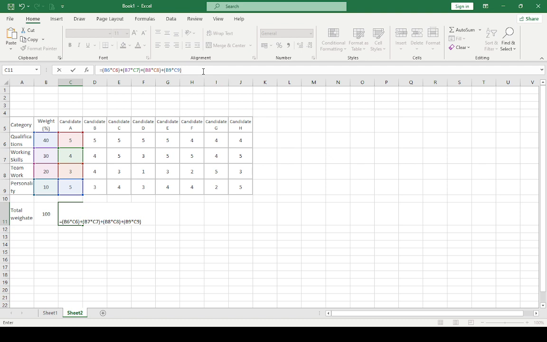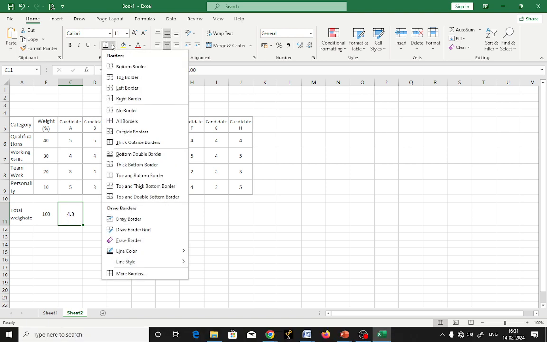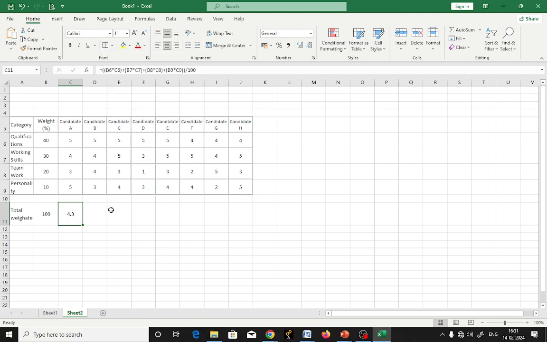Okay. So now you have calculated the total weightage of candidate A. So now I will divide by 100. The weightage is 100. Okay. How much did you get? 4.3. Right.